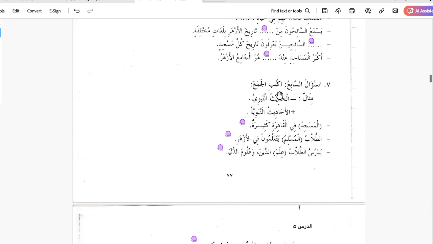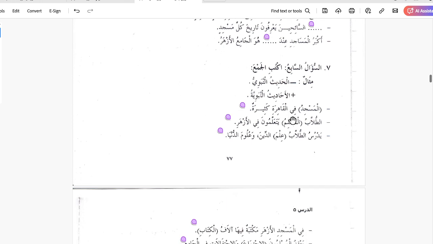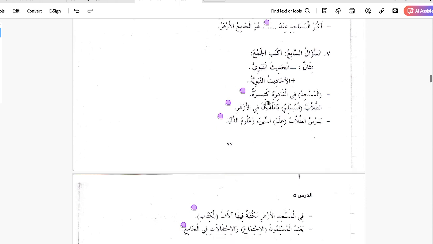Question number 7, uktubul jama. So write the plural, like hadith, ahadith nabawiyya. Al-hadithun nabawiyya, the plural is ahadithun nabawiyya. So al-masjidu fil kahirati kasiratun, the plural is masajidu. Al-masajidu. At-tullabul muslimuna, plural. Yata'allamuna fil azhari, the Muslim students, they learn in al-Azhar.